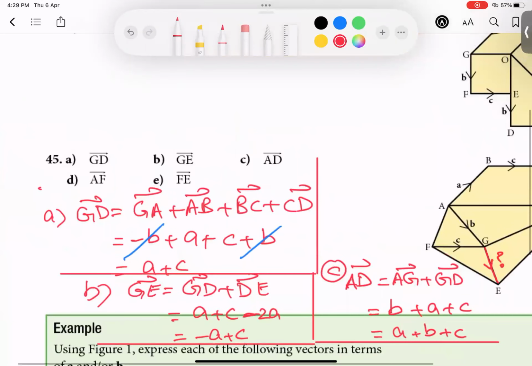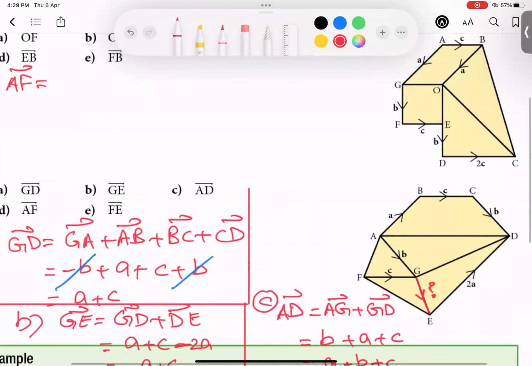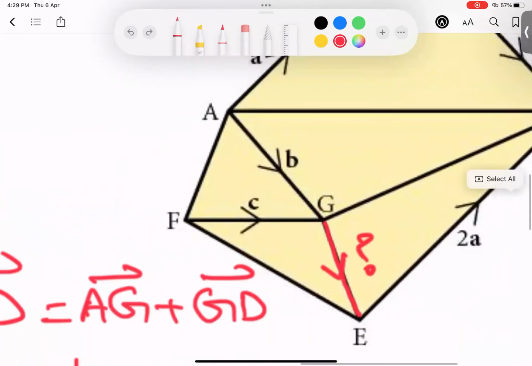Now I'm going for D part. D part is AF he's asking for. Get ready. Where is A and where is F? A is here, F is here. It means this vector I am looking for. So students, I have many paths, but I think the easy path is A to G, G to F. So A to G is B, but G to F is normally left to right C, but I need right to left. Then definitely it will be negative C.